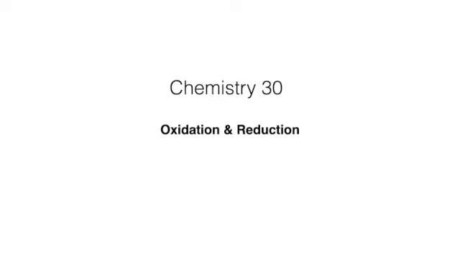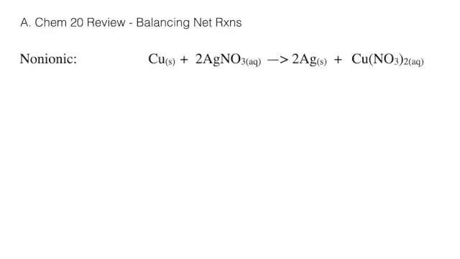Welcome back, students. This lesson is about oxidation and reduction. So let's just review. In Chem 20, you would have learned something like this. You have a non-ionic equation. So copper metal is dropped in silver nitrate.